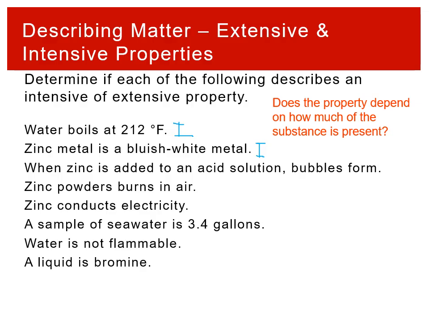When zinc is added to an acid solution, bubbles form. This is, we said, a chemical property. One of the things about chemical properties, they are always intensive. All chemical properties are intensive because you don't need an amount of the chemical to do a reaction. You can do a little bit of reaction or you can do a lot of reaction. How many bubbles form would depend on how much you have. But just the fact that bubbles form is going to be intensive.